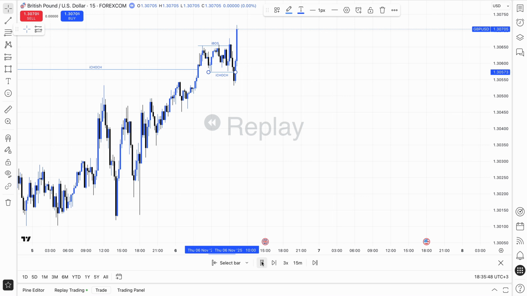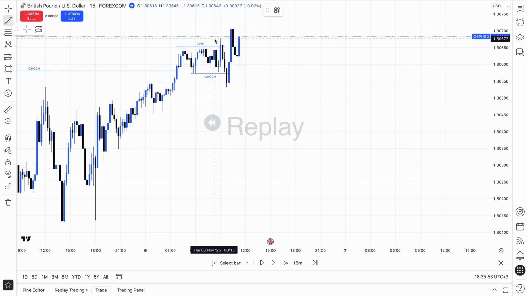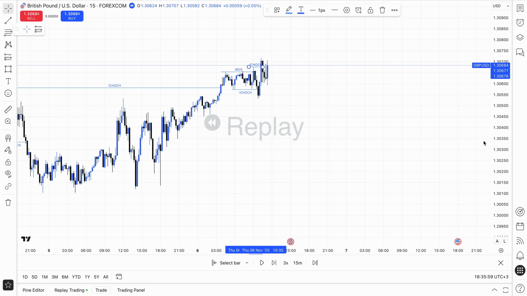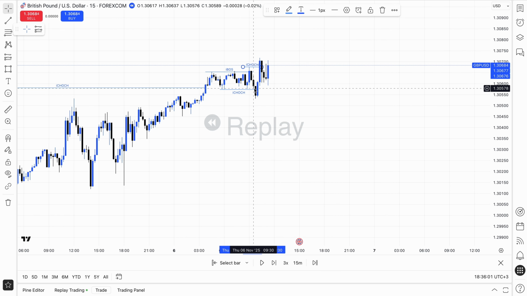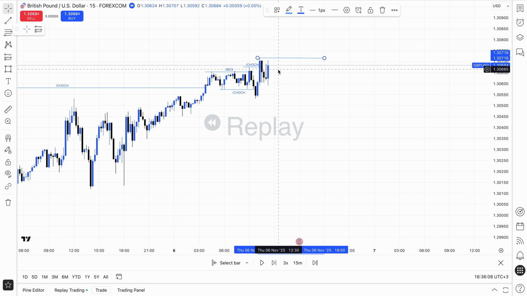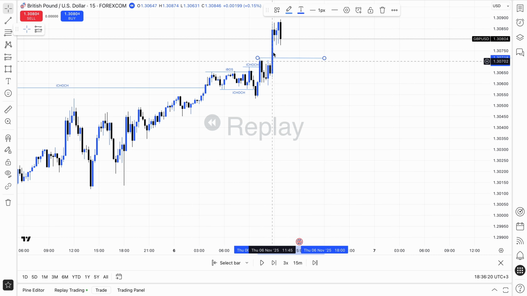Then the market came back again and shifted again. Internal structure. This is internal structure. Then after shifting again, we had our change of character to the upside. You can see it clearly. Then we had to wait for the price to come and break this because this candle was for Asian session. We had to wait for the London session candle to give us our confirmation, right? Then we got this confirmation, this candle.